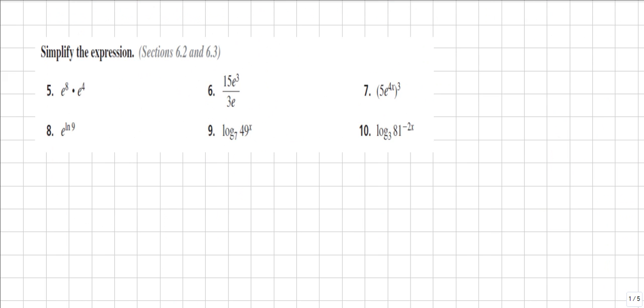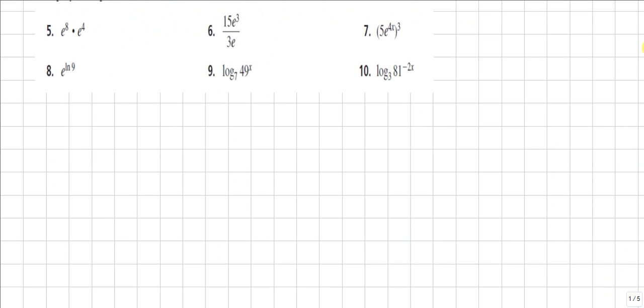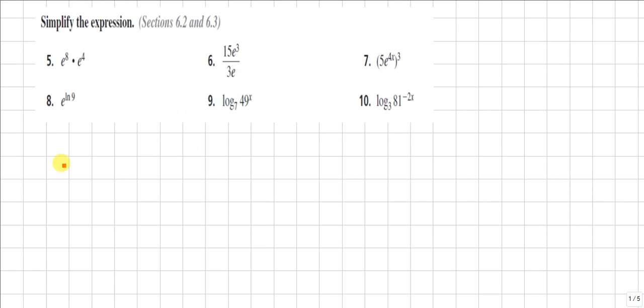Okay, the next thing says simplify. So we are going to start with number 5. And in this case, we have the bases are the same, so the exponents add. We're going to have e to the 8 plus 4 is e to the 12.